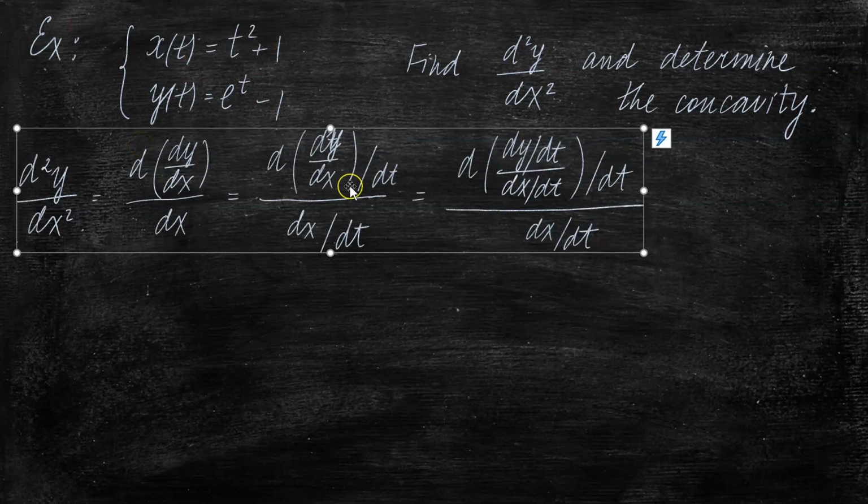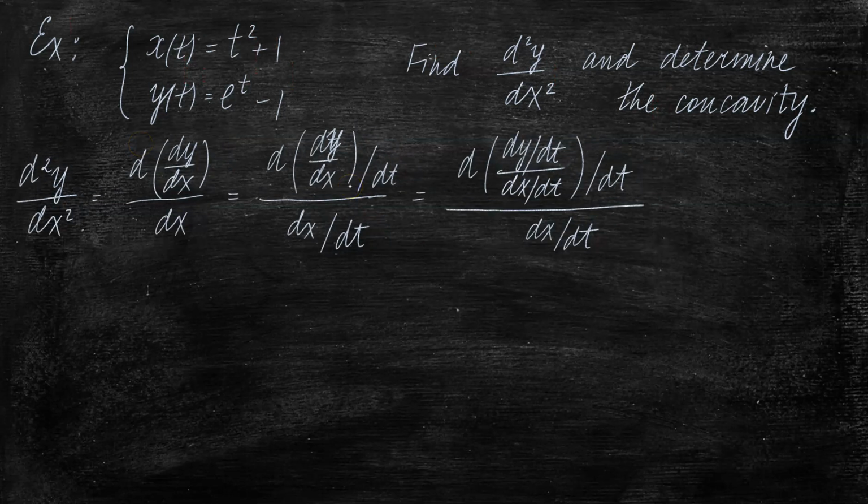So we have, let's find out what is dx dt. So dx dt will be simply 2t, and dy dt will be simply e to the power t.